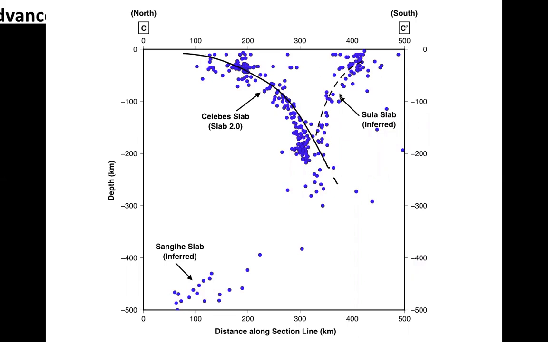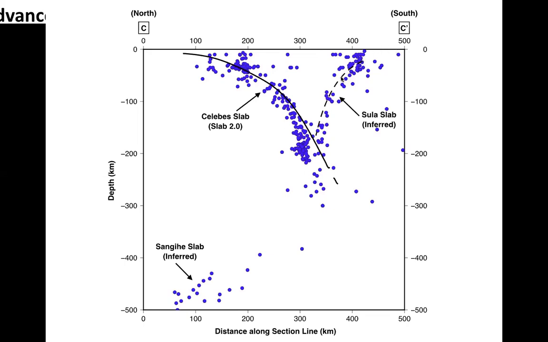And also to the south is a more diffuse feature called the Sula slab, for which no geometrical models were available, so this is inferred, but it is dipping very steeply to the north. So what's going on here? So the Sula slab, like the Celebes slab, has no surface expression, so there's no active trench in the Gorontalo Bay area, which is just south of the north arm of Sulawesi.